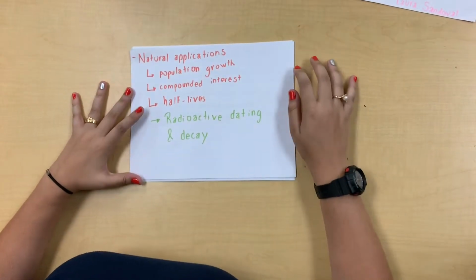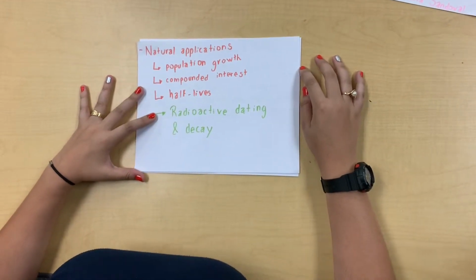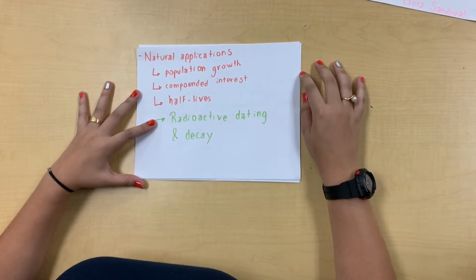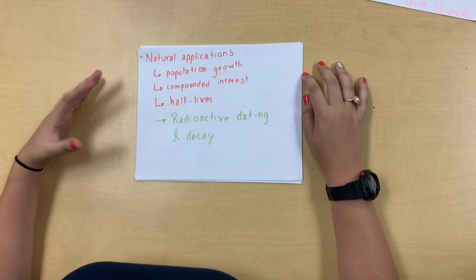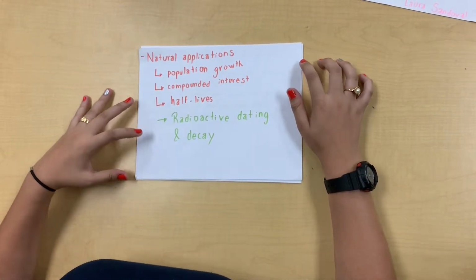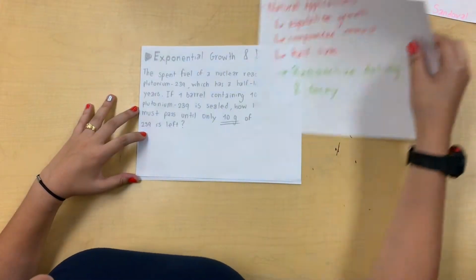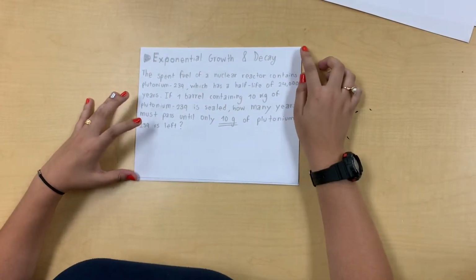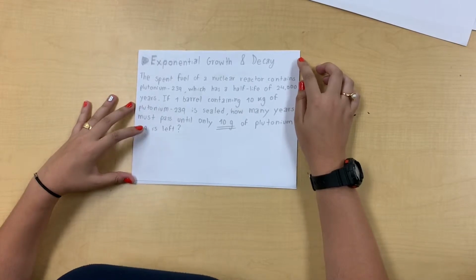So, exponential growth and decay models are usually used in natural applications, which include population growth, compounded interest, half-lives, and what we're going to be focusing on today, which is radioactive dating and radioactive decay. So the problem we're going to be working on deals with exponential decay.